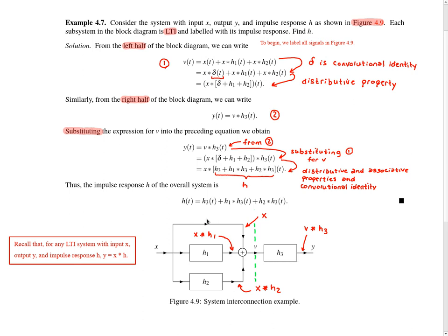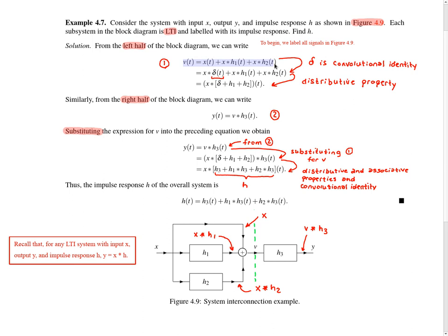So first I'm going to focus on the left side of this block diagram. The first thing I can do is write an equation relating V, the output of the left side of the block diagram, to X. And what I can do for this is write V is equal to the output of this adder. So V is equal to X, this top adder input, plus X convolved with H1, which is this left adder input, plus X convolved with H2, which is this bottom adder input. In other words, I have this equation here. So this is just coming from the left side of the block diagram that I've labeled.